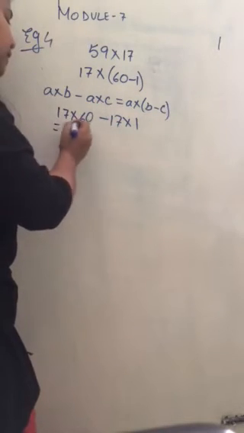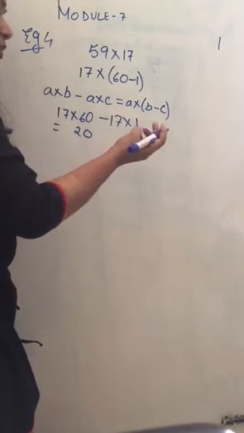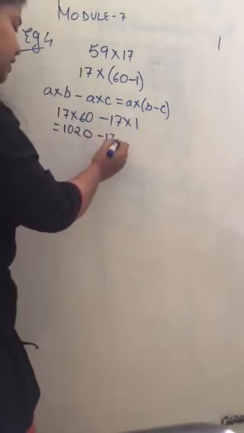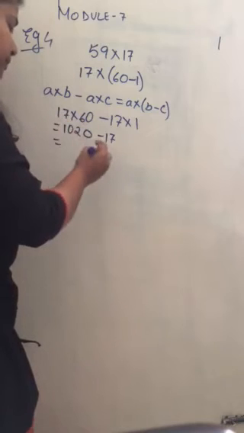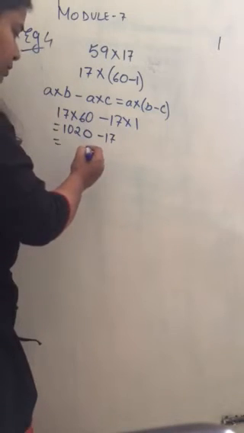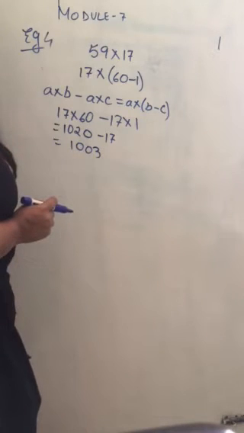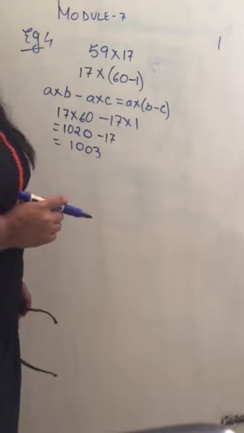Yes. So this is 0. 7 6s are 42, carry 4. 6 1s are 6, 7, 8, 9, 10. Yes. Minus 17. So 10 minus 7 is 3, 0, 0, 1. Have you seen the calculation getting easy? So I hope you have understood this.